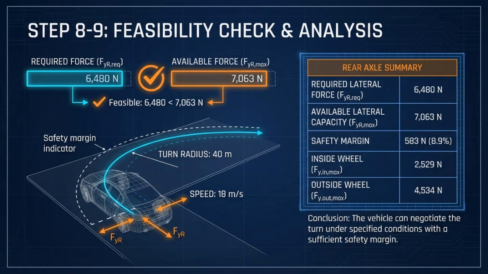In conclusion, the rear tires are not saturated, and the vehicle can successfully negotiate the turn under the given conditions. This feasibility check confirms that cornering performance is traction limited but stable, validating the vehicle setup and assumptions.